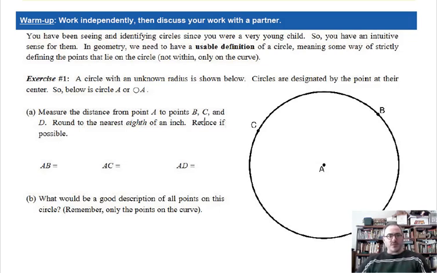So, exercise 1. Let's do this warm up while I take attendance. Exercise 1: A circle with an unknown radius is shown below. Circles are designated by their point at the center. So below, we would call this circle A, or we'd use this circle symbol A. There is A, the center of the circle. Step 1 is for you to measure the distance from point A to points B, C, and D.